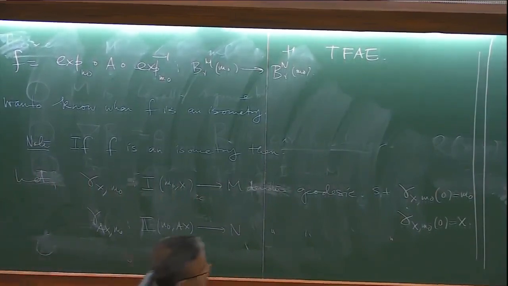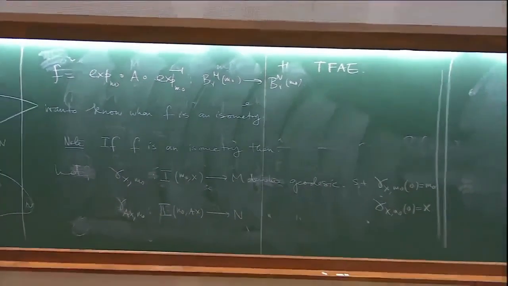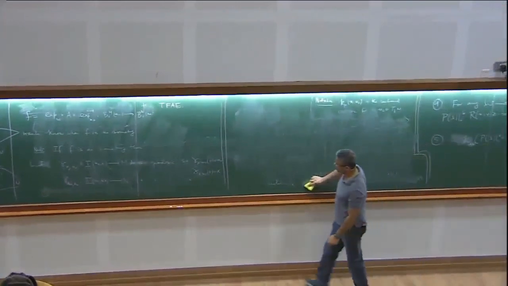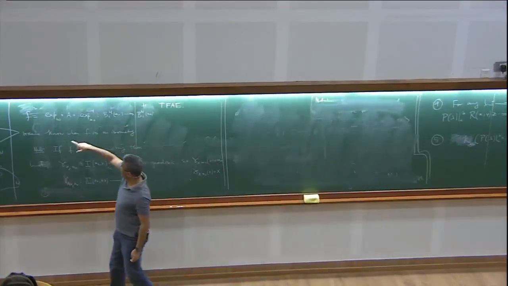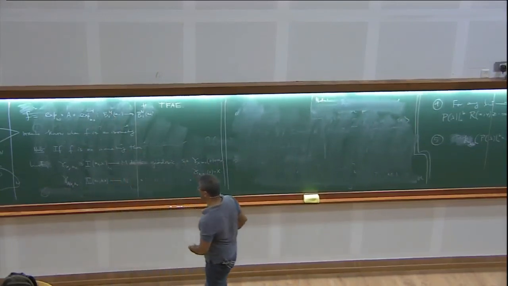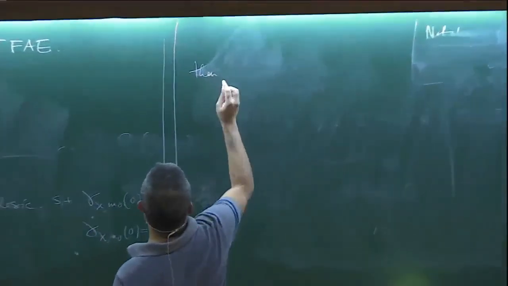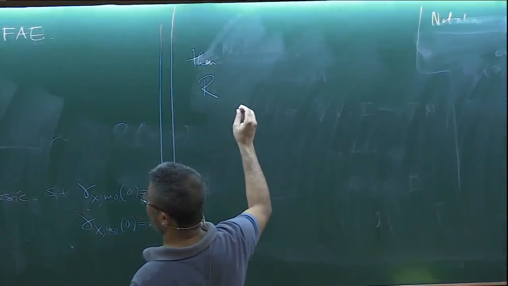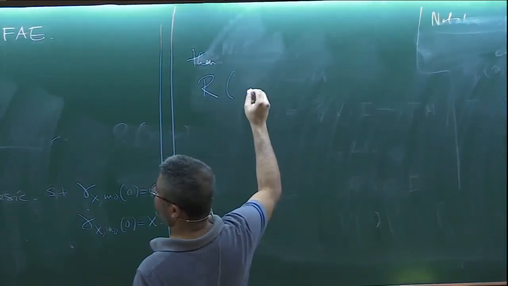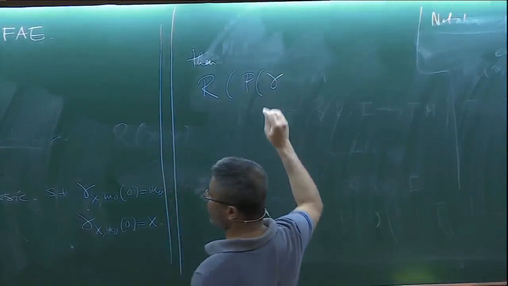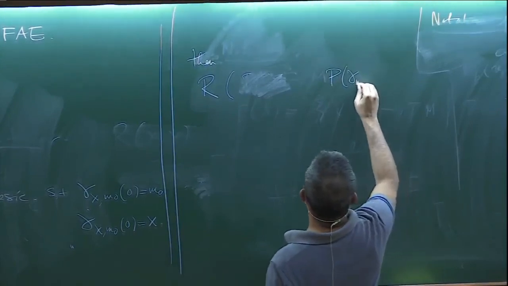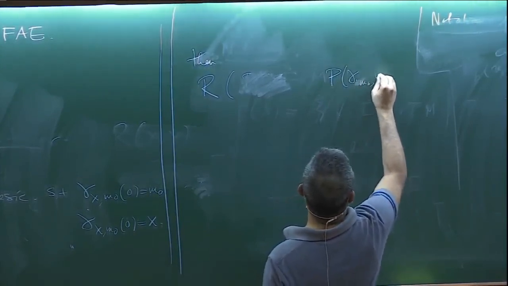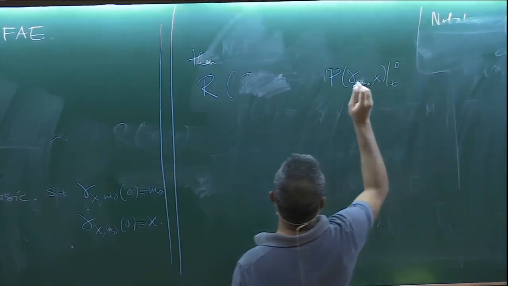If I'm given this information, then if F is an isometry, the parallel transport in M composed with the isometry A, and then again the parallel transport in N, is going to preserve the curvature tensor. So if F is an isometry, then R of P, X, T zero A.